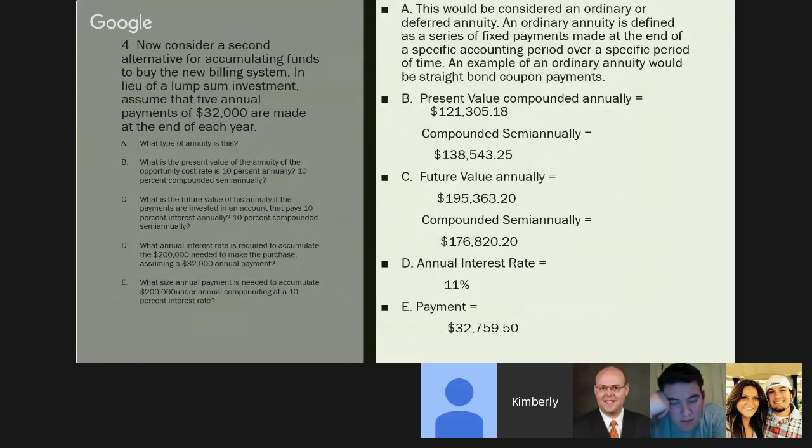Then it asks what interest rate is required to accumulate the $200,000 needed to make the purchase, assuming the $32,000 annual payment. And this is going to be an interest rate of 11%. On letter E, what size annual payment is needed to accumulate $200,000 under annual compounding at a 10% interest rate? And this is going to be $32,759.50. And these were all entered into the Excel format using the payment, the rate, future value, and present value.